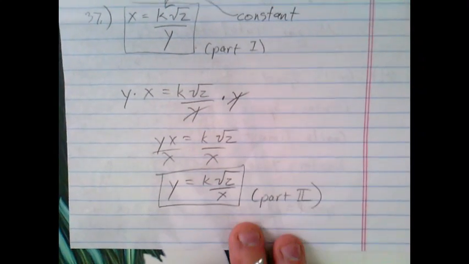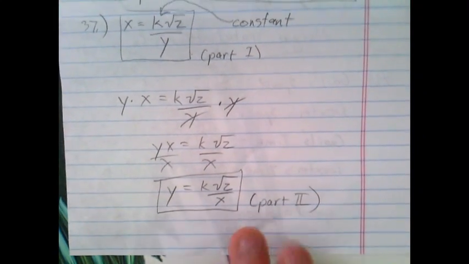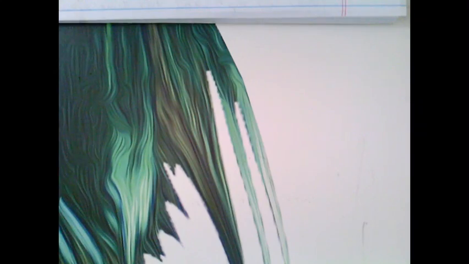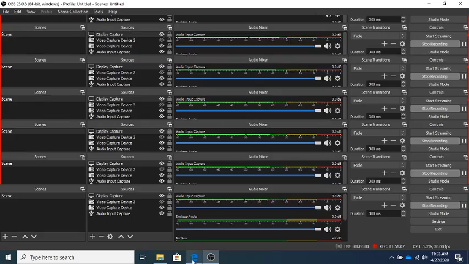And that's it for number 37. Nice quick little problem, kind of a setup for 38, sort of a warm-up on these direct and inverse variation problems. Alright, let's see what 38 has to say.